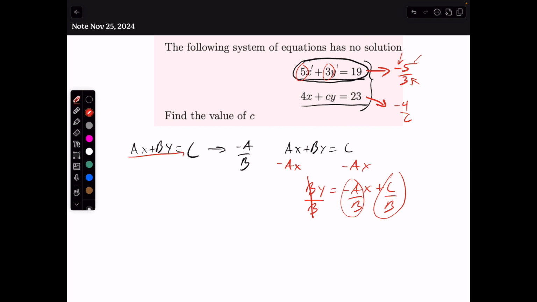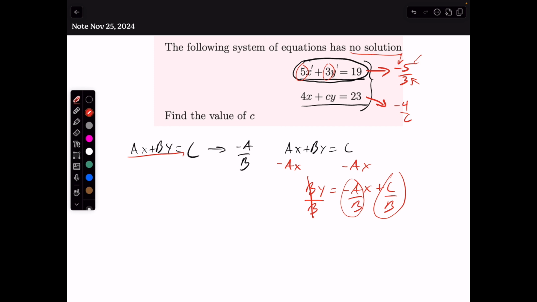If there's to be no solution, let's talk about that for a minute. Whenever you're solving a system of lines, you're finding out where those two lines cross. In this case it says it has no solution, so that means these lines don't cross. If these lines don't cross, then they're parallel, and if the lines are parallel, then they have the same slope.